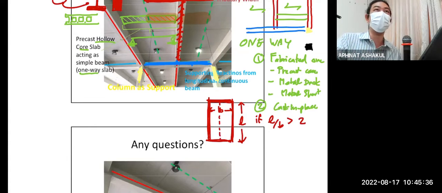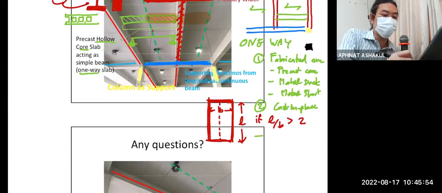Half go to the left, half go to the right. If the ratio of this cast in place slab is greater than 2 to 1, okay? You will have this more in the reinforced concrete class. Any question?